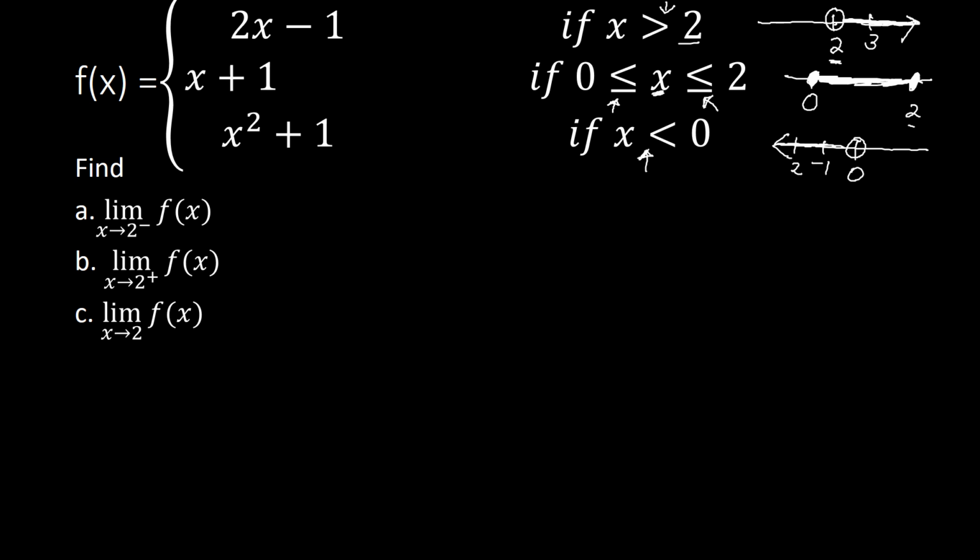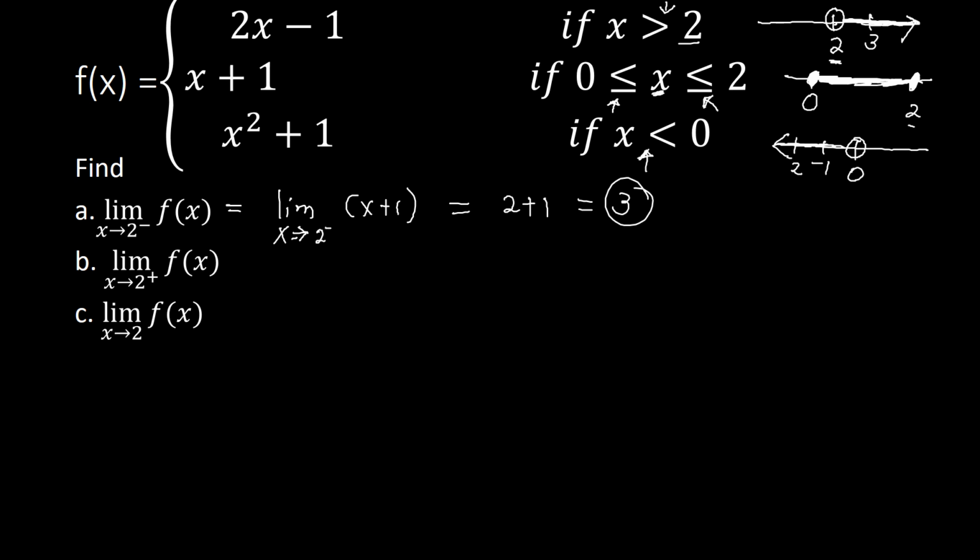Instead, we are going to use the second function, because the values are coming from the left side of your 2. So we are going to evaluate the limit of the second function, which is x plus 1, as x approaches 2 from the left side. To evaluate, we simply substitute the value of 2 there. So we've got 2 plus 1, which is equal to 3. So our limit of the function there is 3.